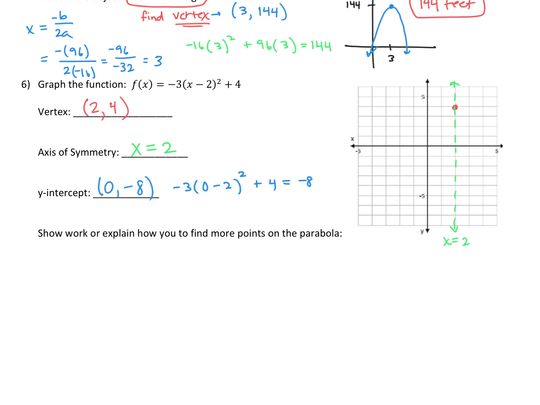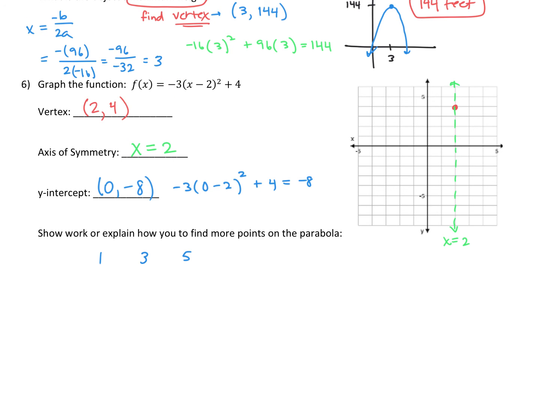All right, so last question is show work or explain how to find more points on the parabola. So the way that I taught you guys how to do this is that 1, 3, 5 graphing pattern. I mentioned it up above, 1, 3, 5. But that's the graphing pattern for the parent function if it's just an x squared. As soon as your a value changes, our graphing pattern changes because it will change the shape of your graph. It will change if it's opening up or down, all that good stuff. So we have to find our a value. A value is this -3.